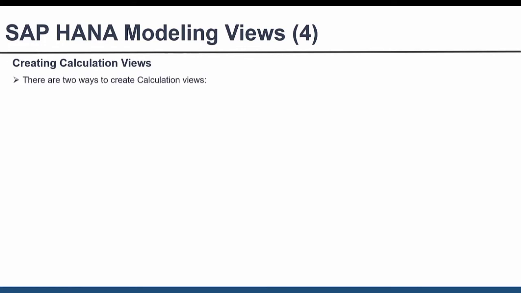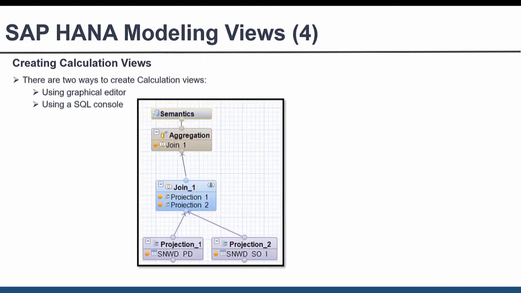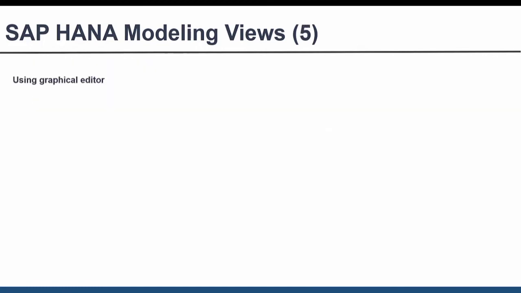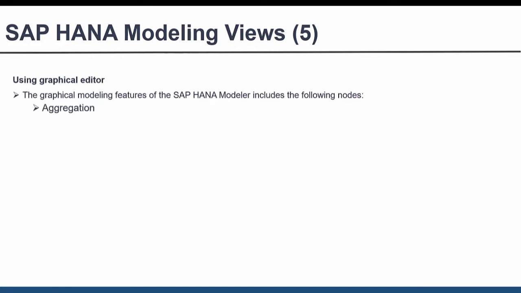There are two ways to create a calculation view: using the graphical editor, and the second one is using the SQL console. The graphical editor facilitates the graphical modeling of calculation views for complex business scenarios that comprise measures obtained from various tables and that have layers of business logic to implement. The graphical modeling feature of SAP HANA includes the following nodes: aggregation, rank, join, projection, and union all.